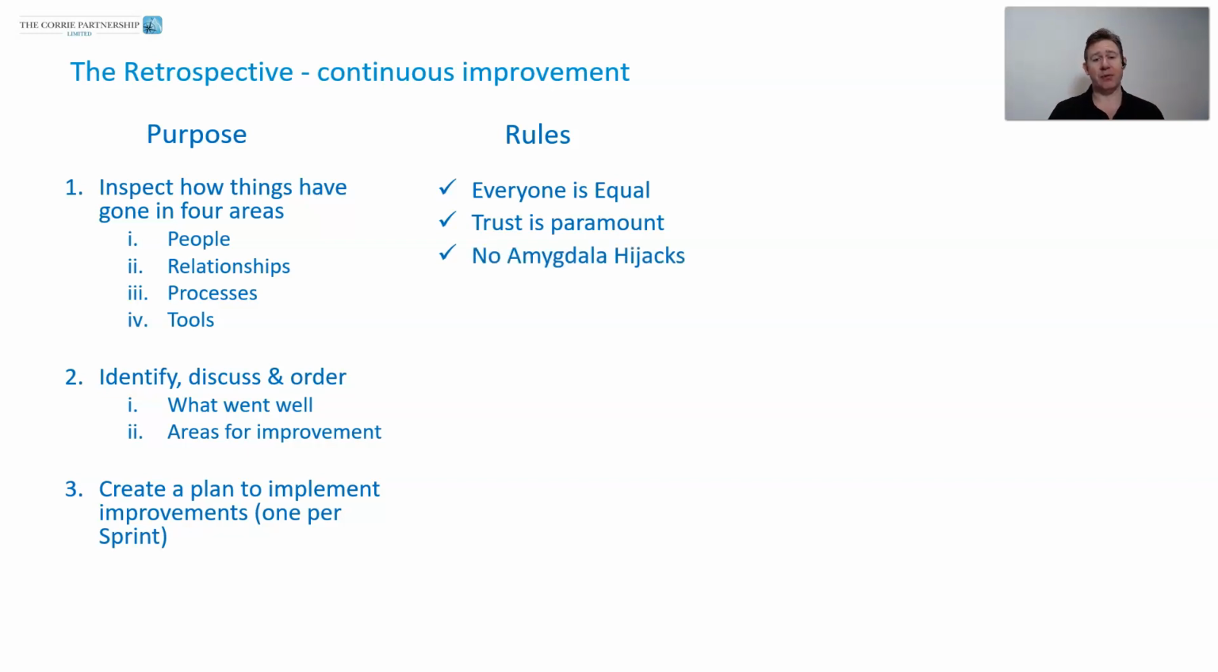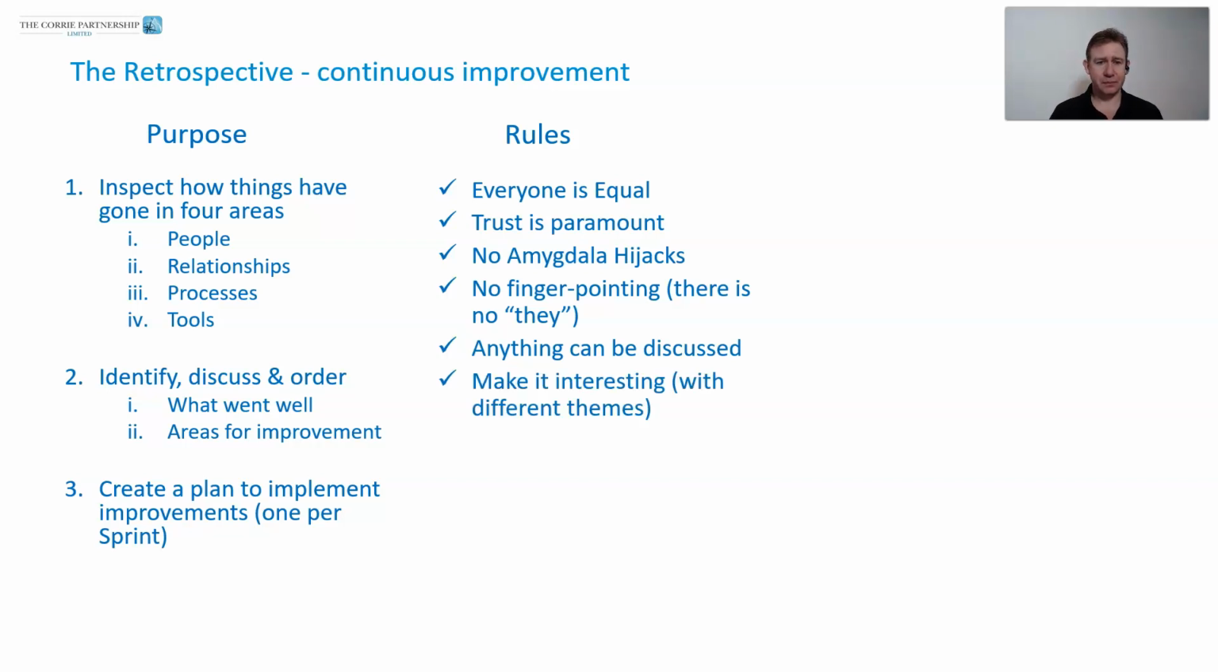And on that point, we want to make sure that there are no amygdala hijacks. We're not saying or doing anything that interferes with people's emotions. And of course, part of that is no finger pointing. There's no they, it's all us. We are doing this together. I think it's good to get to a point where anything at all can be discussed. And as trust builds, we find that that's easier and easier to do.